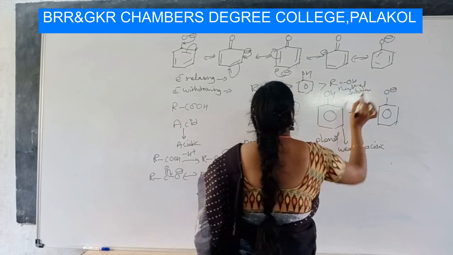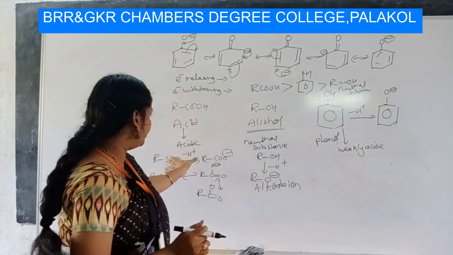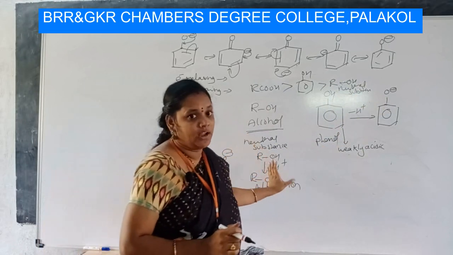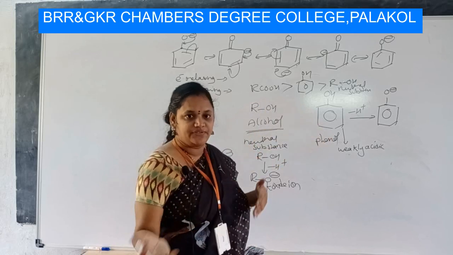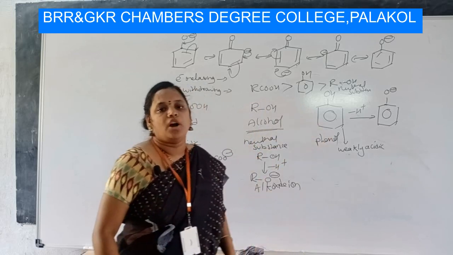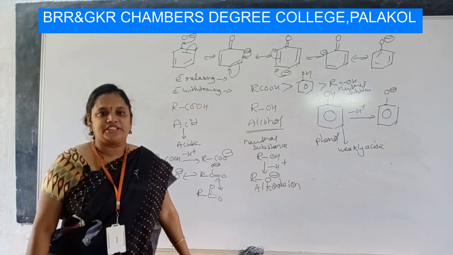If they ask to compare, you have to write about the resonating structures of acid, no resonating structures of alcohol, and the resonating structures of phenol. What happens if an electron releasing group is present? What happens if an electron withdrawing group is present?